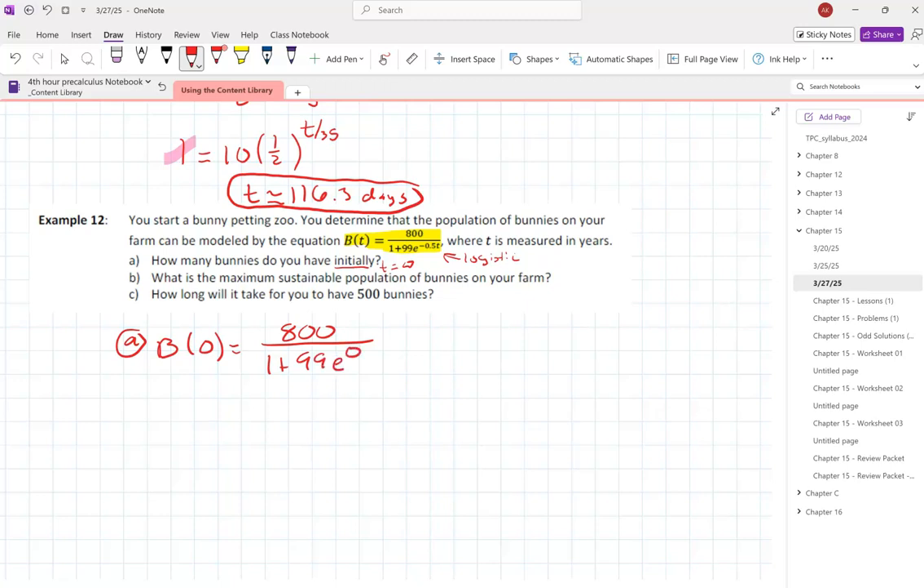And what's e to the 0 equal? 1. So I'm left with 800 over 100, 99 plus 1. So I have 8 cute little bunnies at the start of my petting zoo endeavor.